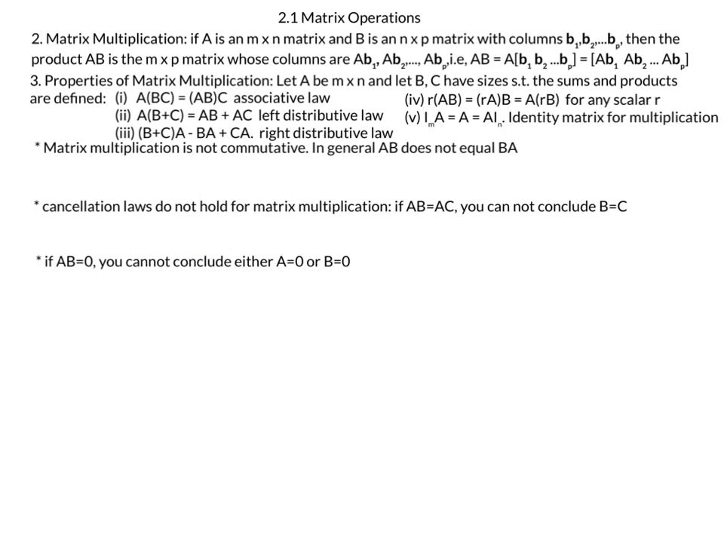Two other things you need to watch out for: cancellation laws do not hold for matrix multiplication. So if A times B equals A times C, you cannot conclude that B equals C. You just can't cancel out the A's. Second, if A times B equals 0, you cannot conclude that either A equals 0 or B equals 0. And for both of these, if I had to do a proof, I would just do a counterexample, exactly how when we proved matrix multiplication was not commutative, we proved it by showing a counterexample.